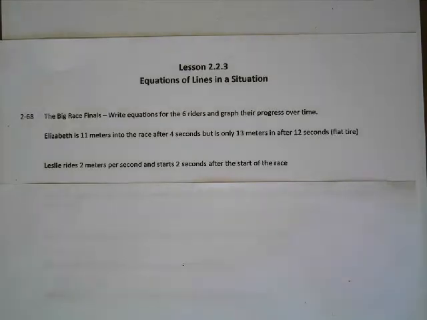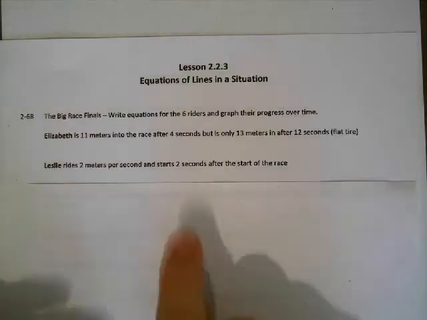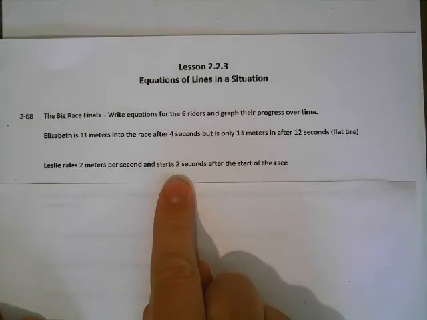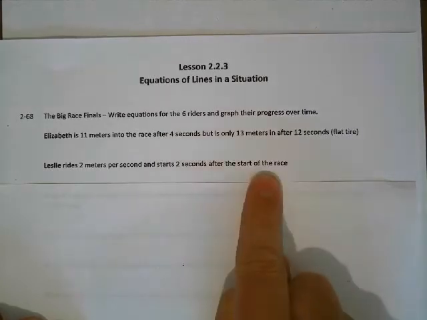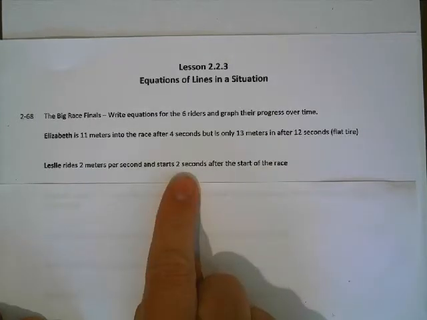Poor girl. Next, we've got Leslie. Now, Leslie is going to go 2 meters per second, so she's going to go pretty fast, but she's going to start the race 2 seconds after it begins. Okay, that's different from anything that we've done before. What would it look like if she starts 2 seconds late? Before we were looking at it and they would have like a head start. This is like a late start, not a head start. So what would it look like having 2 seconds? Her race starts after 2 seconds. That's going to be the tricky one.